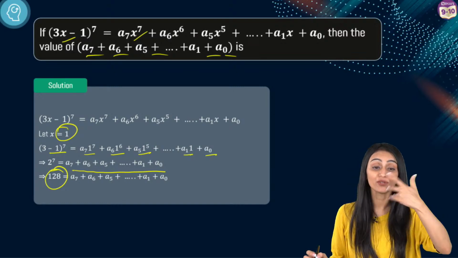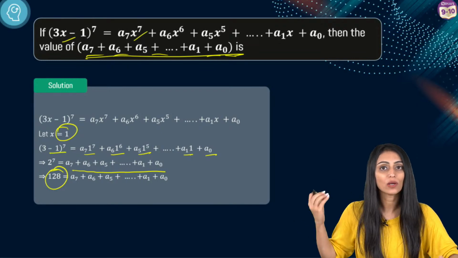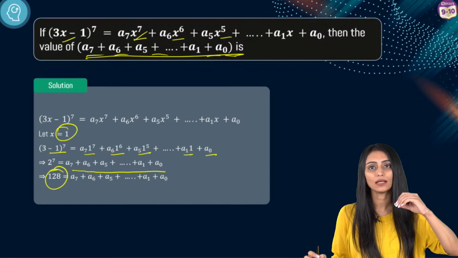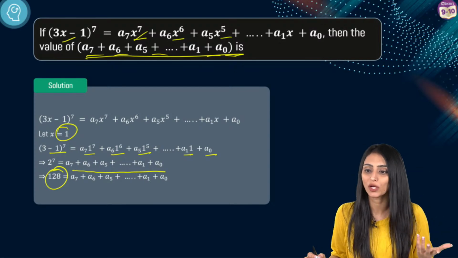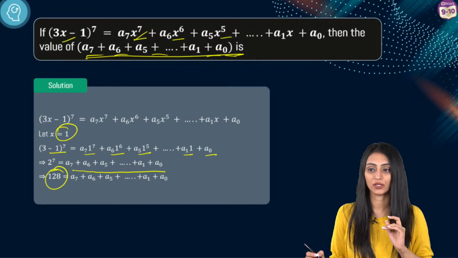Why assuming 1? I gave you the reason. See, with these there is no x. So where is x gone? How can we remove x? That's why we are assuming x as 1, because 1 to the power anything, any natural number, will remain 1 only. Right? Muskan, Pavani, I hope your doubt is clear now.